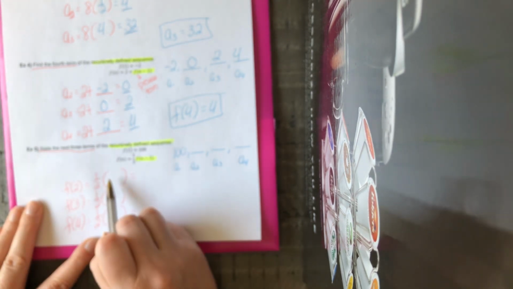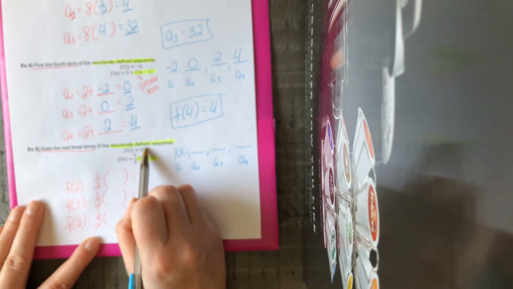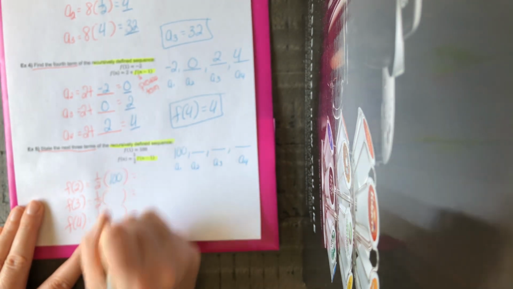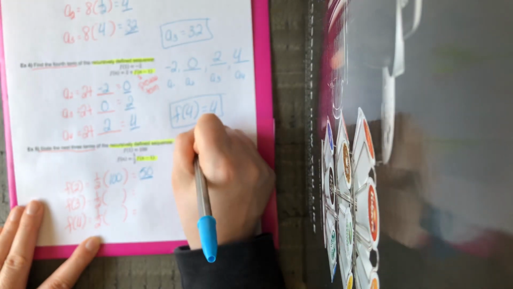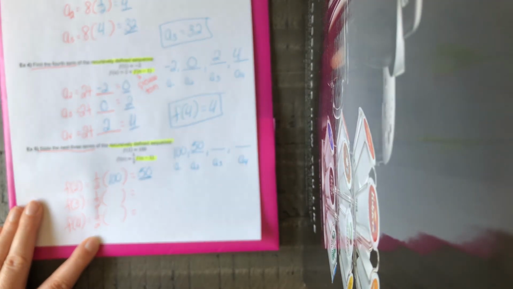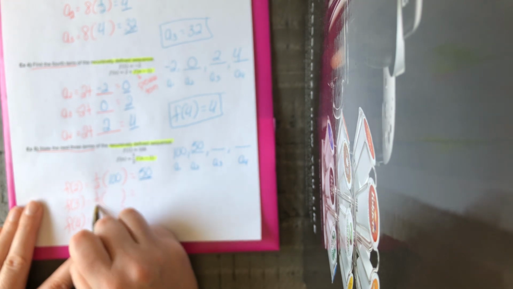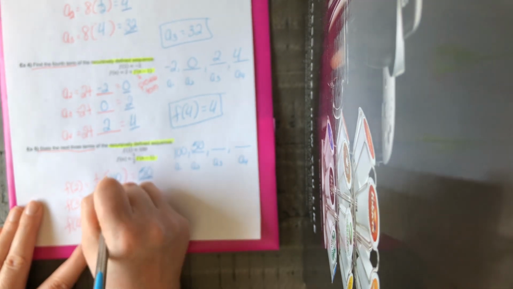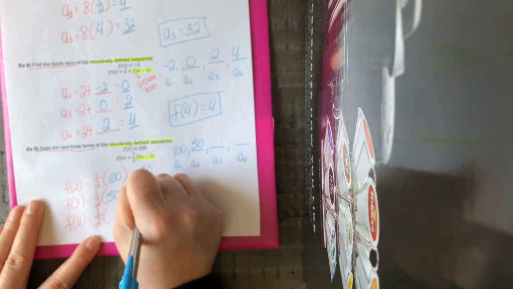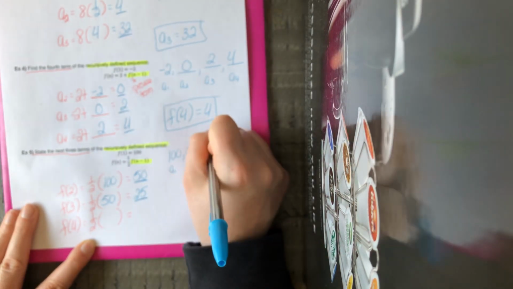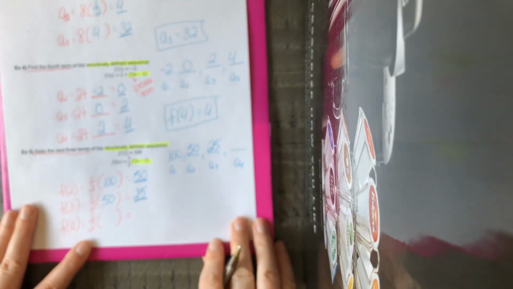All right, so my last answer was 100. So I'm going to plug that in. 1/2 of 100 is 50. So I know that my second term is 50. So again, it's 1/2 of my last answer. My last answer was 50. 1/2 of 50 is 25. So I know that my third term is 25.